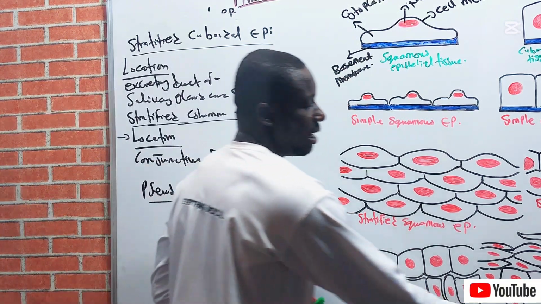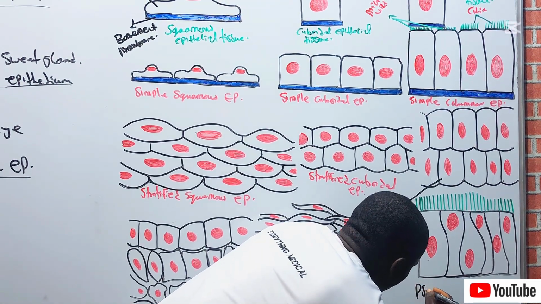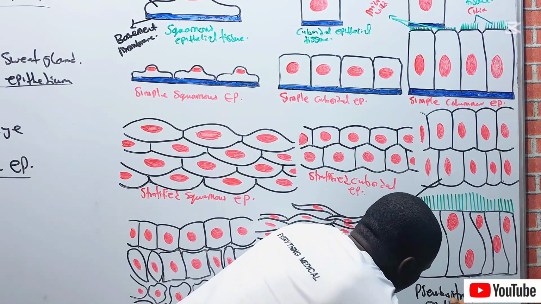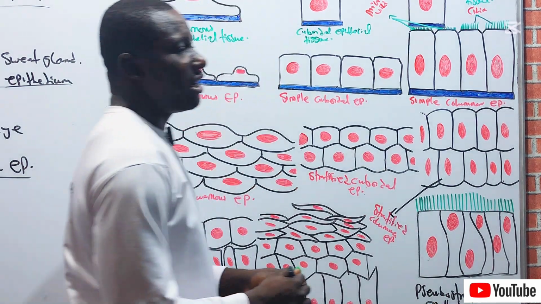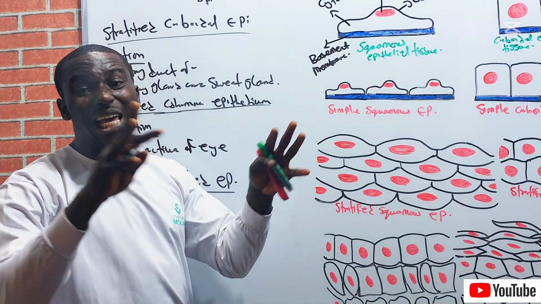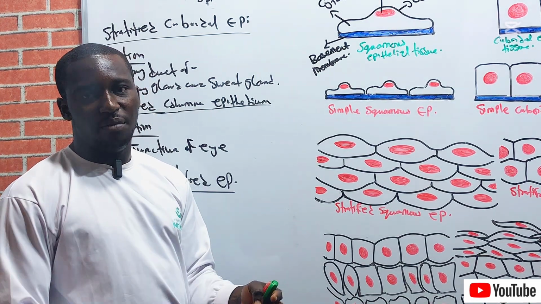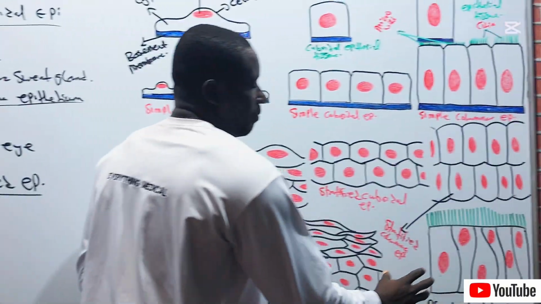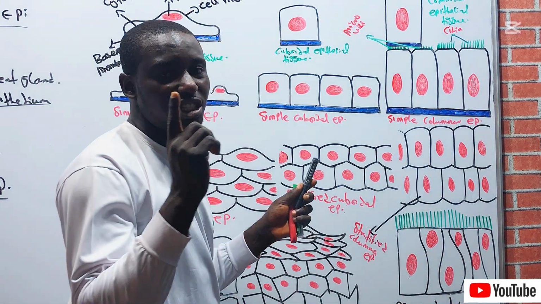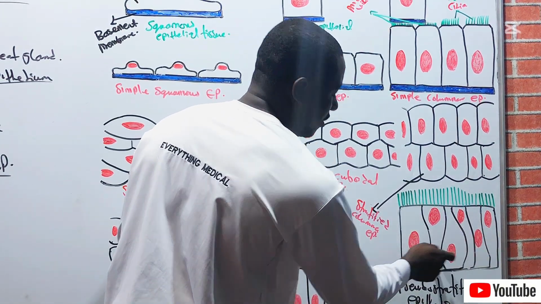This diagram shows us the pseudostratified epithelium. Pseudostratified epithelium is a type of epithelium where the cells are closely packed and arranged in a single layer, but they have different shapes. You can see here that they are closely packed together, and although it is tall, they are arranged in a single layer, but their shapes are different.